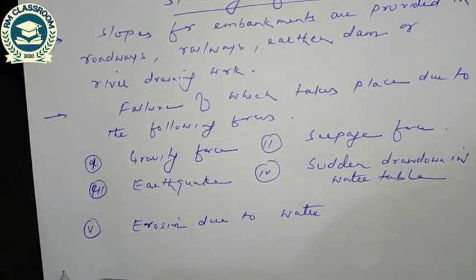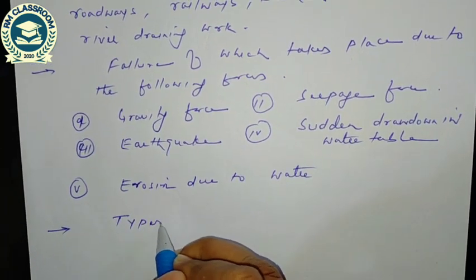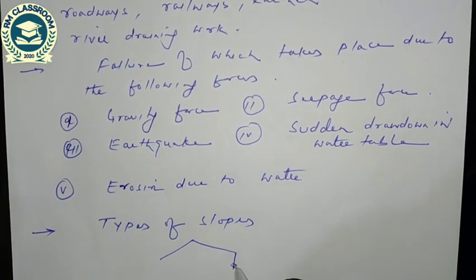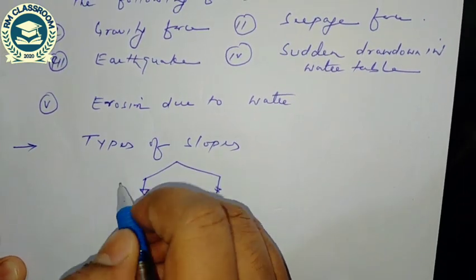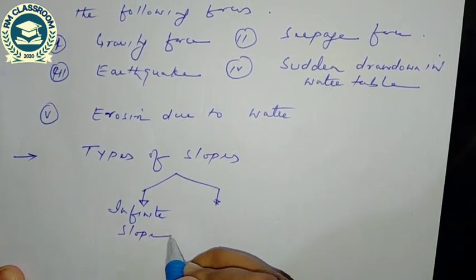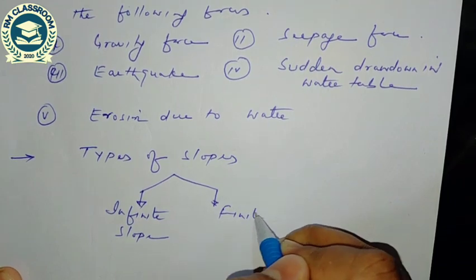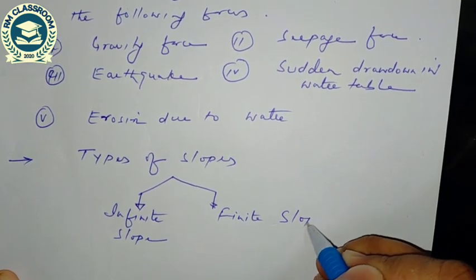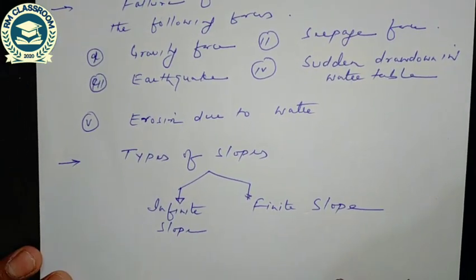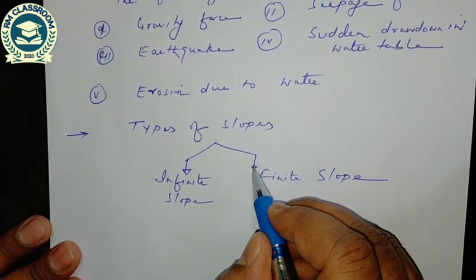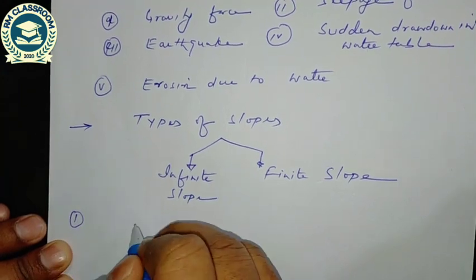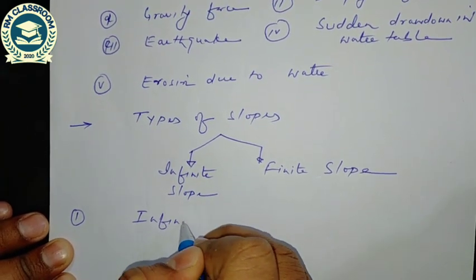So next heading is types of slopes. There are two types of slope. First one is infinite slope, and the second one is finite slope. Infinite slopes are defined as the slope which will extend for long distance, and the finite slope is which extends for short distance. So let us take the first one, infinite slope.